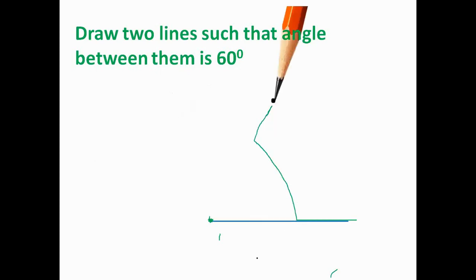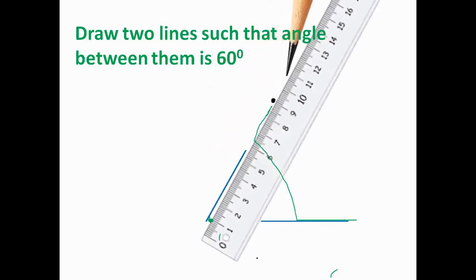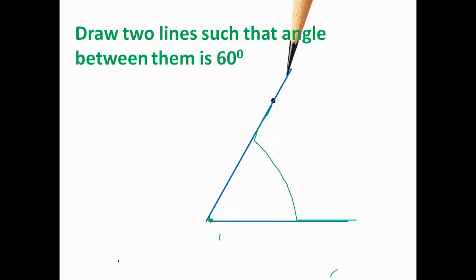Now join these two dots by using scale and pencil. So this is a 60 degree angle. So mention it. So this is 60 degree. You can check once again using the protractor.